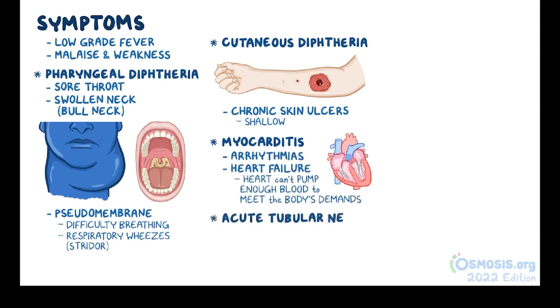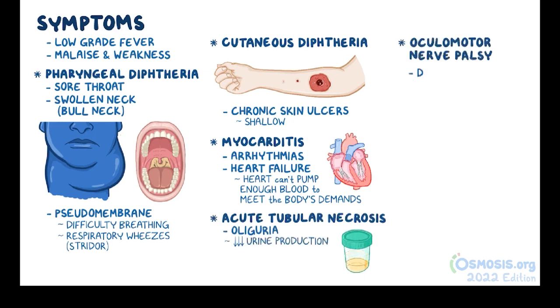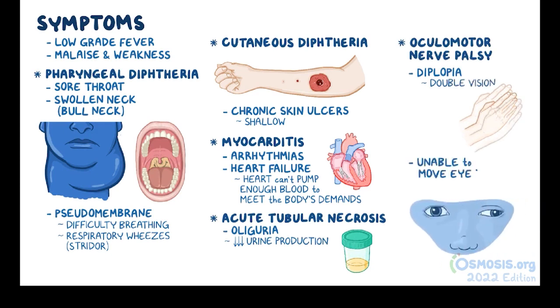With acute tubular necrosis, there might be oliguria, which is decreased urine production. With oculomotor palsy, there might be diplopia, which means double vision, or the person might not be able to move their eyes up, down, or to the side.